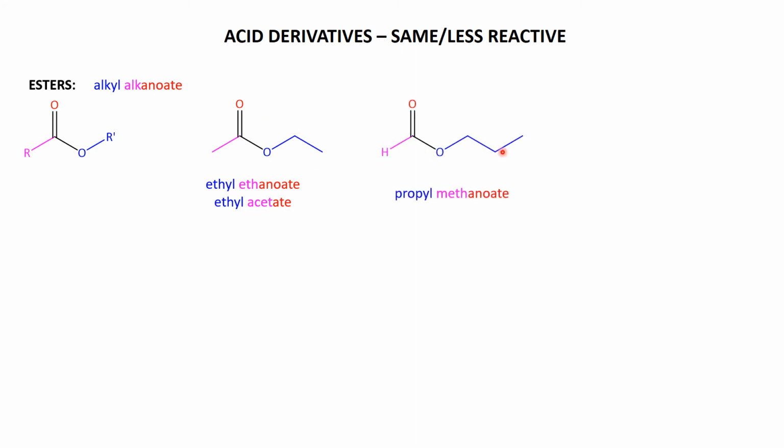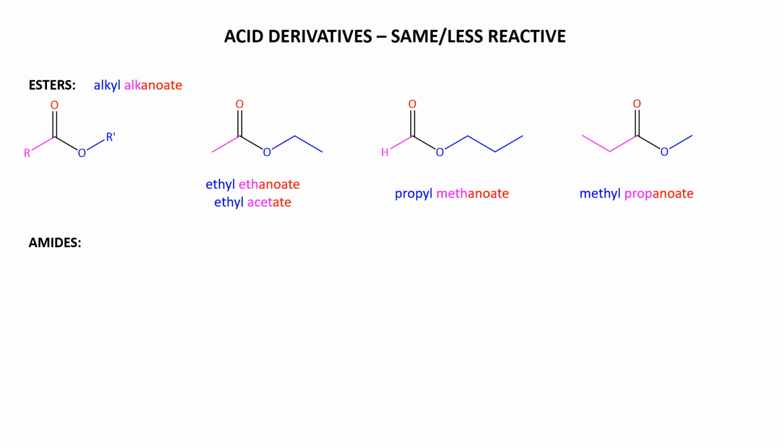So one here where our alcohol, 1, 2, 3, propanol becomes propyl. The acid originally just had the 1 carbon, so it was methanoic acid, so propyl methanoate. And then finally methyl propanoate, just to show you how the names change up, because here methanol was our alcohol and the acid was propanoic acid, 1, 2, 3 carbons.